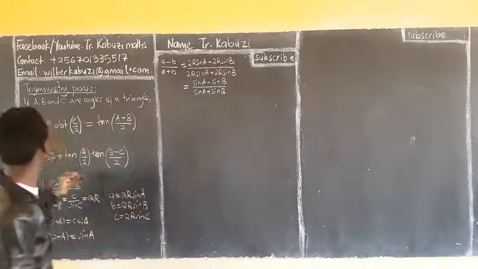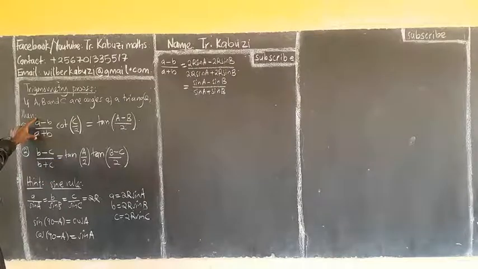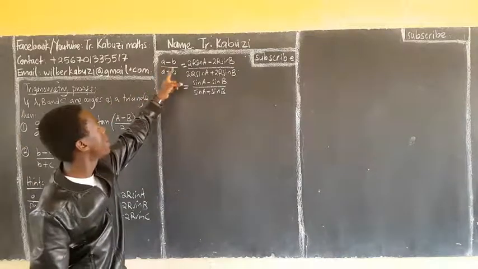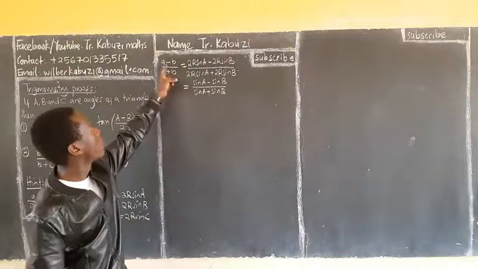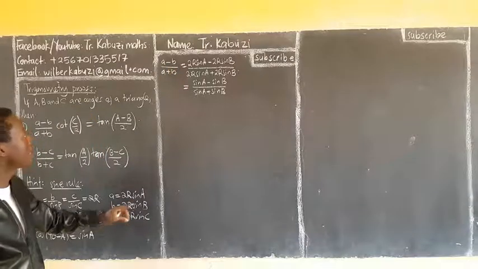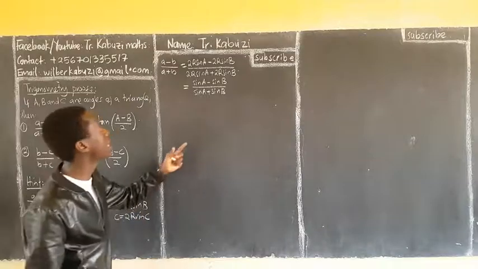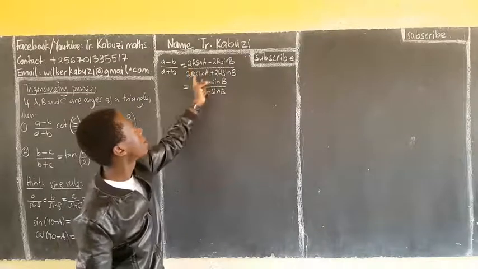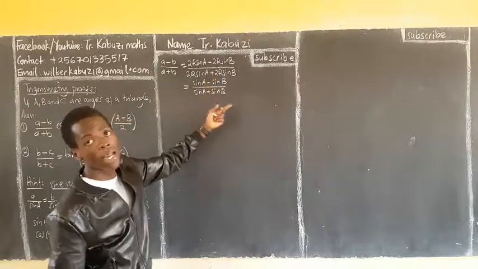Now, if I start with this, if I consider this, here I have a minus b over a plus b. Where there is a, I put 2R sine A. Then b, 2R sine B. I don't have c, so I don't consider it. Now you see that 2R is common throughout. I divide it by 2R.